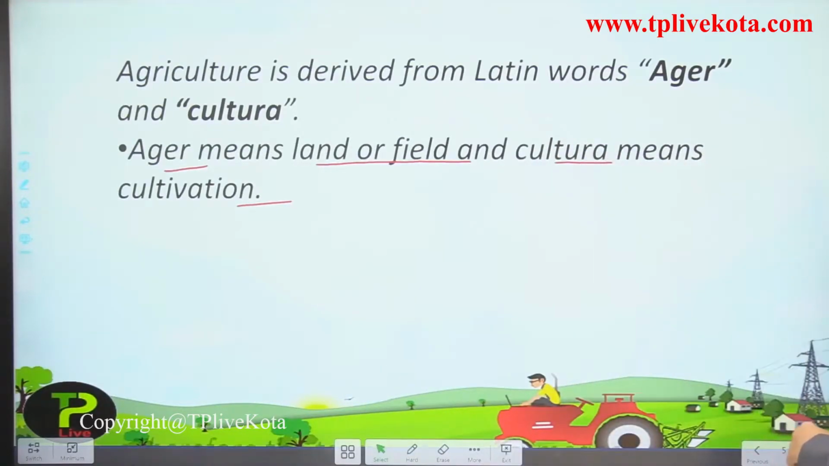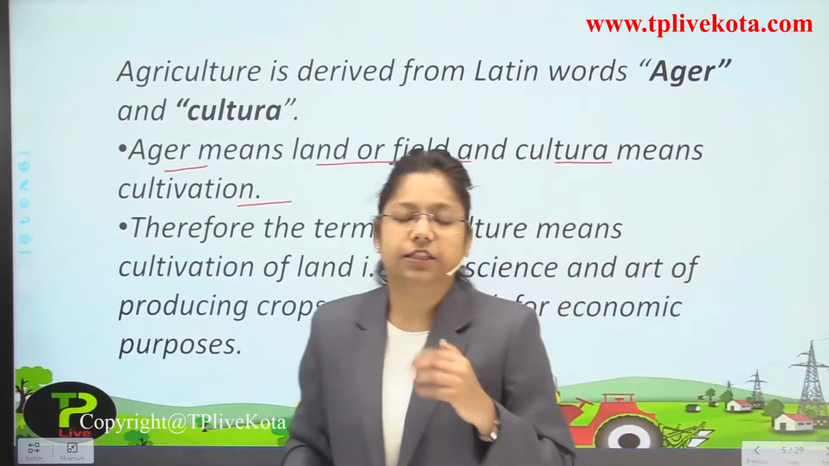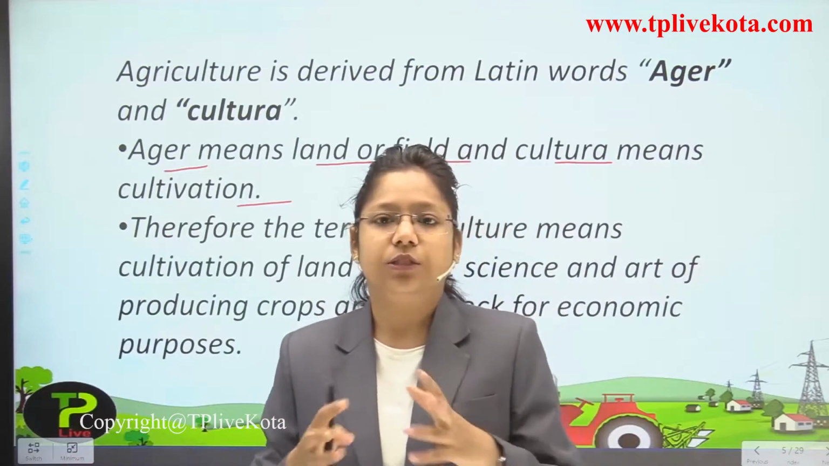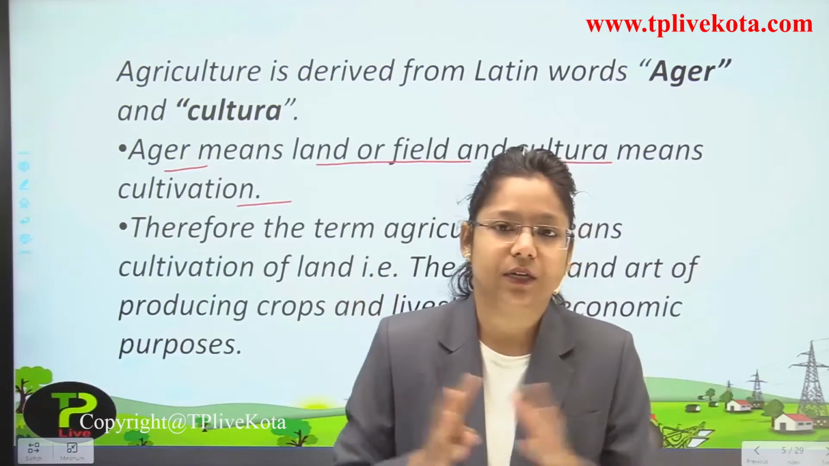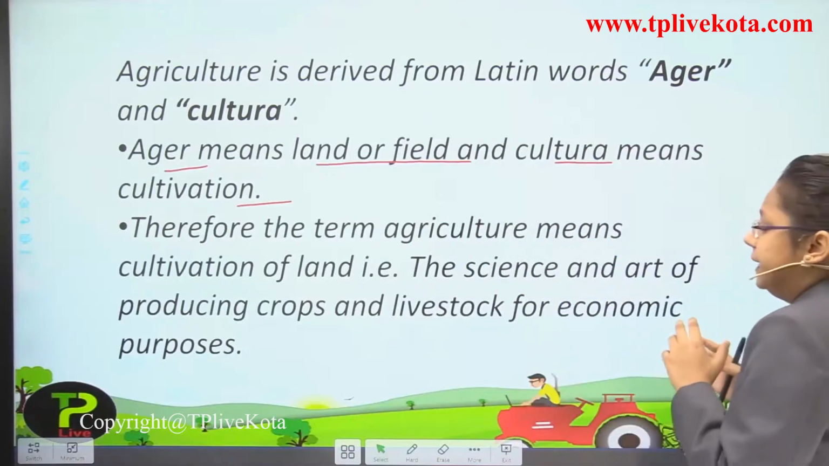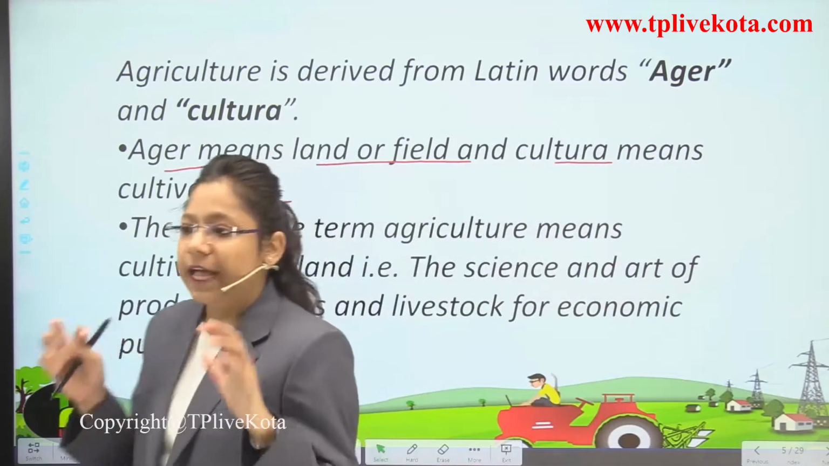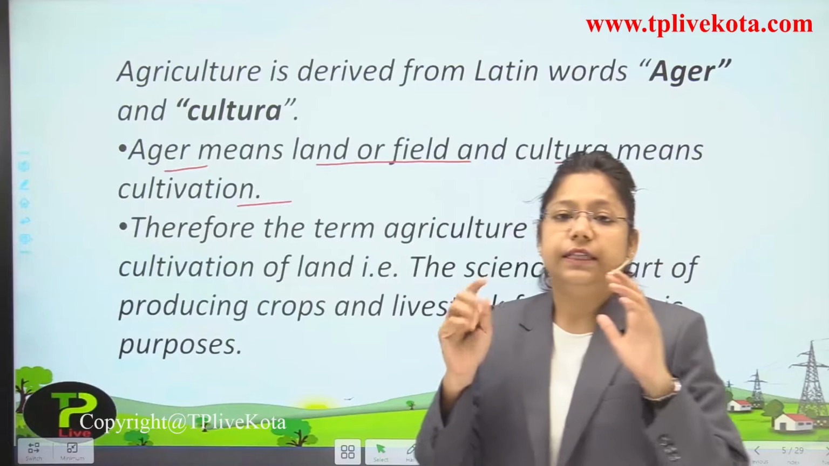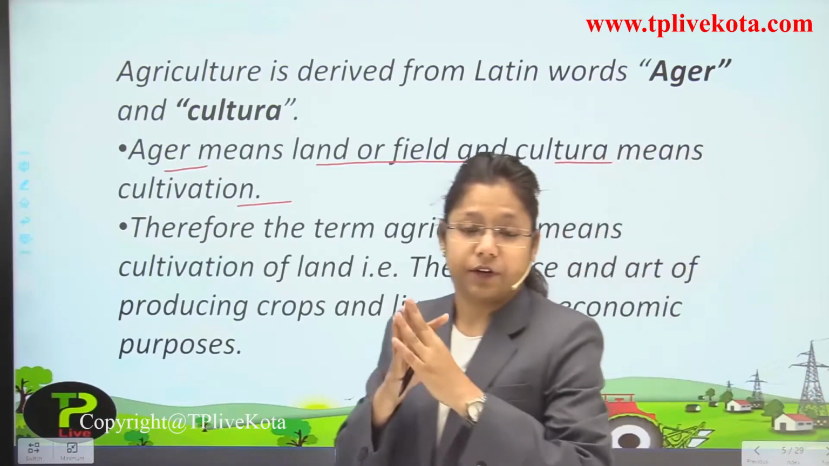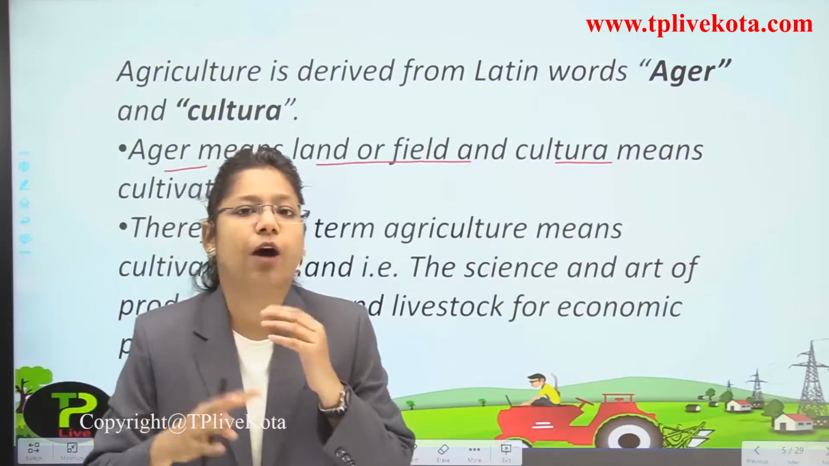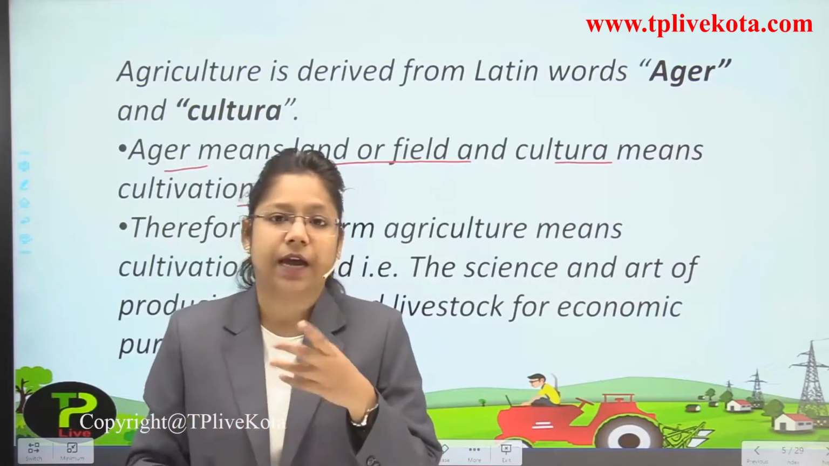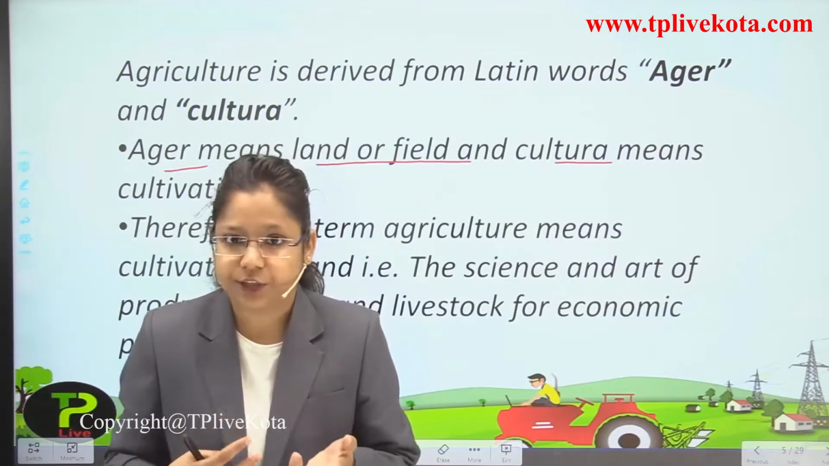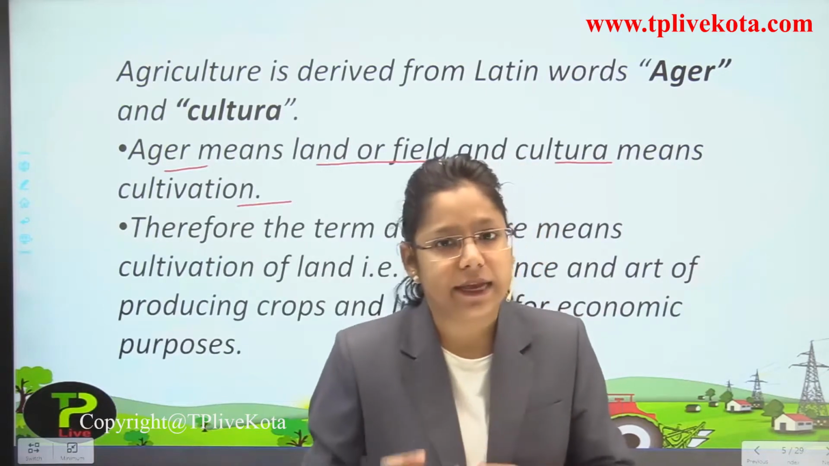Now, the main important thing: agriculture means cultivation of a huge mass of land for rearing livestock also, and for the survival of human beings. The science and art of producing crops and livestock for economic purposes can be counted as agriculture. Scientists are working efficiently on how agricultural techniques can be improved and made easy so the farmers do not have to suffer from problematic situations. So this is also counted in agriculture itself.